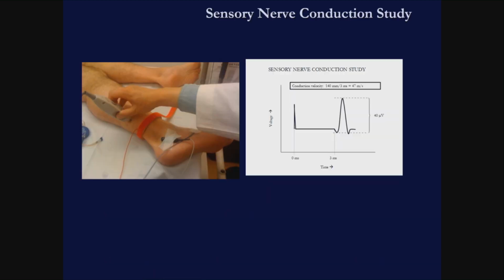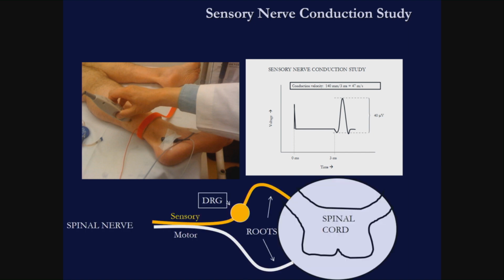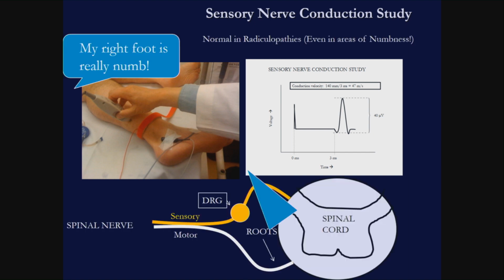So this just shows the setup for a sensory nerve study with a recording electrode here and a stimulator here. This is an antidromic study in a triphasic wave. This is a sensory nerve action potential. So let's say this person has a radiculopathy and there's damage here. So this is the nerve segment between the spinal cord and the DRG. And the patient says, my right foot is numb, but you still get a good signal. Well, how is that possible?